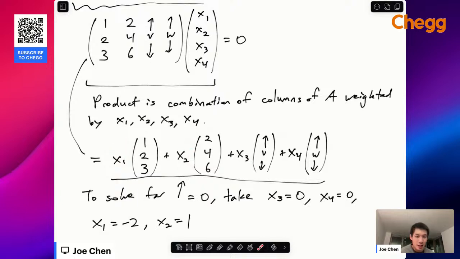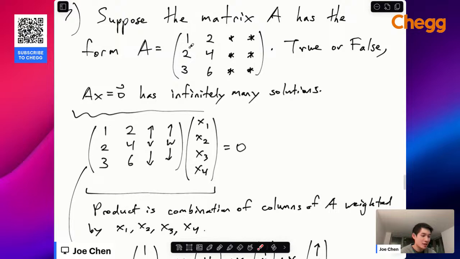But actually the point is that that's going to give me one solution. And actually anything I take where this is minus 2 times whatever this is will also give me a solution. So I actually end up with an infinite number of solutions. I just need this to be weighted minus 2 times whatever this is weighted.